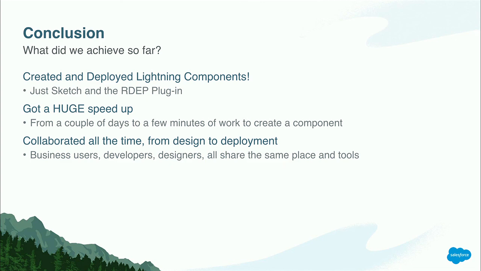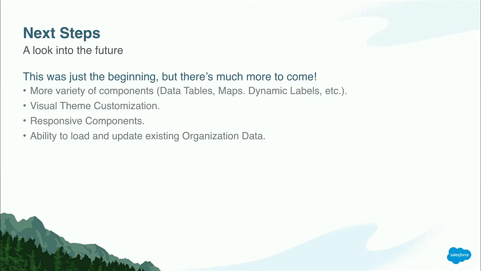And our next steps on this. What does the future for this look like? We want to add more variety of components. Right now, we have forms and screens, but we want to add data tables, maps, dynamic labels, everything that you could need for a project to get a huge speed up. Visual theme customization, because right now our components are just using Lightning Design System's default palette. So your company might have a different set of colors. We want you to be able to use that with the tool.